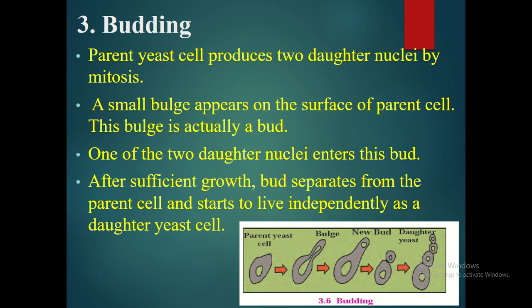Third type is budding. Budding is performed by unicellular yeast. Here the parent first divides its nucleus and then produces a bulge. The parent yeast cell produces two daughter nuclei by mitosis. A small bulge appears on the surface of the parent cell, and this bulge is actually a bud. One of the two daughter nuclei enters this bud, and it will grow. It grows sufficiently while attached to the parent. Later it falls off and gives rise to a new yeast cell.